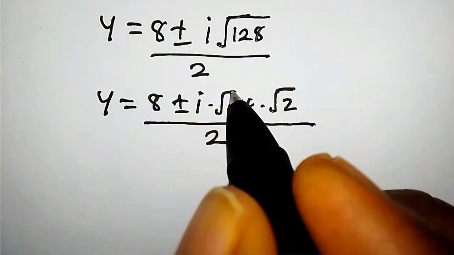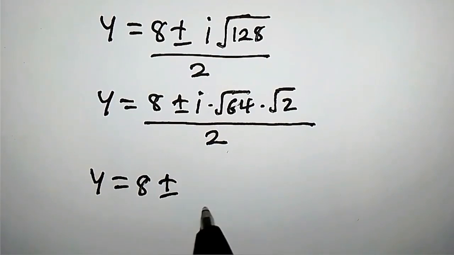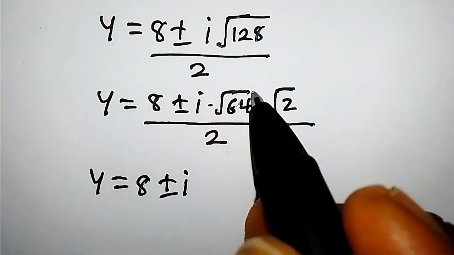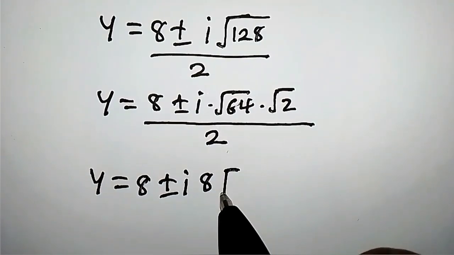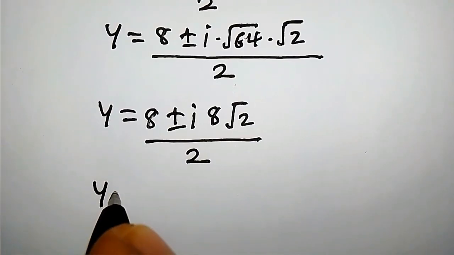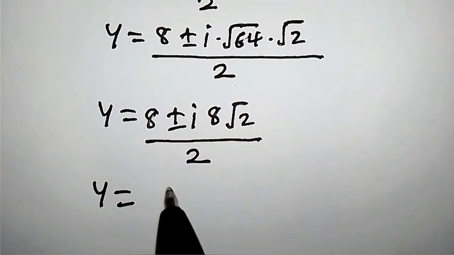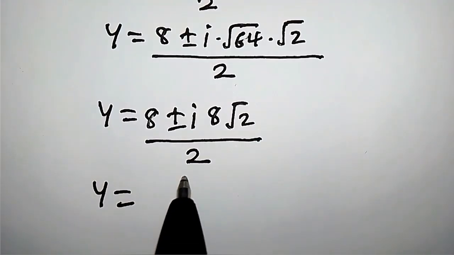Let's continue. y is equal to 8 plus or minus i. What is the square root of 64? That is simply 8 times square root of 2, divided by 2. y is equal to, what do you notice here? You will notice that we can factor out 2 from these two terms.